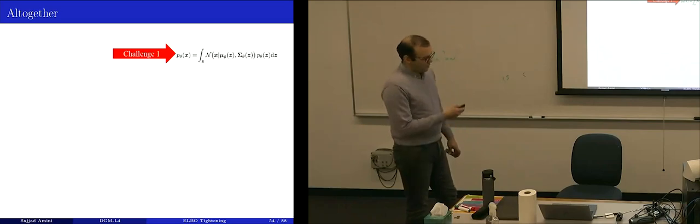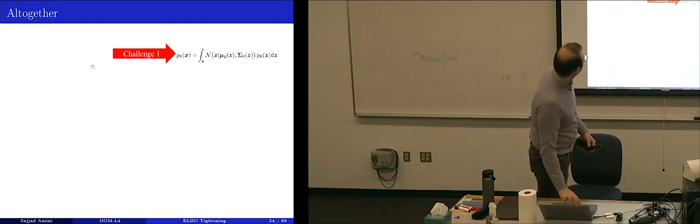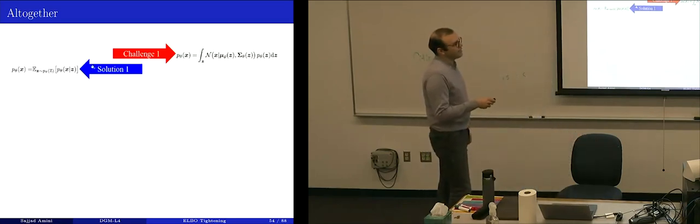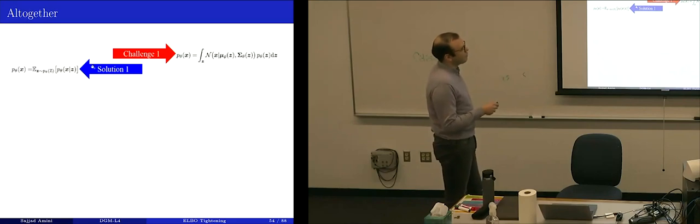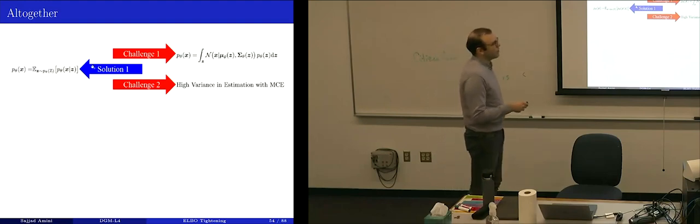The solution to this challenge was to cast this integral as an expectation. Then we see that we can cast it as an expectation over the prior of latent. But again, we have another challenge that if we use a Monte Carlo estimation to estimate this expectation, we get high variance in our estimation. So we cannot train the model.